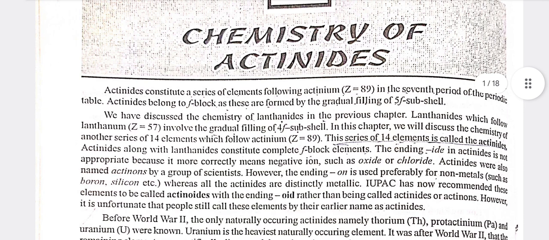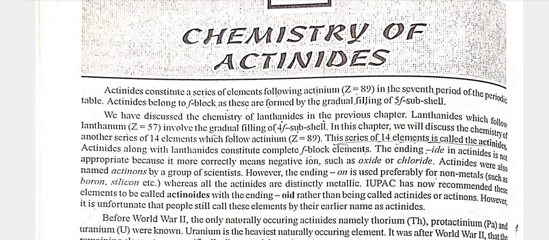Chemistry of actinides. Actinides constitute a series of elements following actinium in the seventh period of the periodic table. Actinides belong to the f block as these are formed by the gradual filling of the f subshell. We have discussed the chemistry of lanthanides in the previous chapter. Lanthanides, which follow lanthanum, involve the gradual filling of the 4f subshell. In this chapter, we will discuss the chemistry of another series of 14 elements which follow actinium.